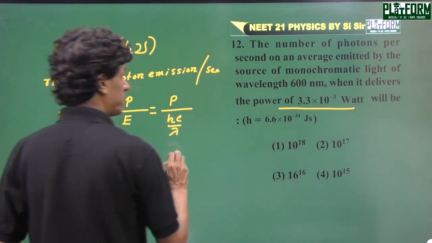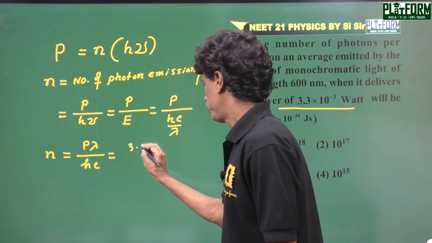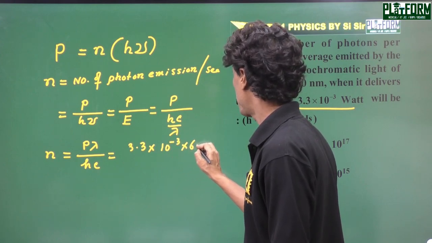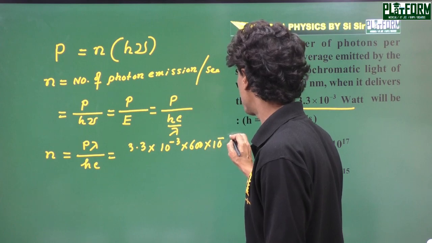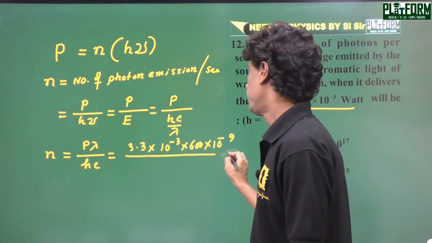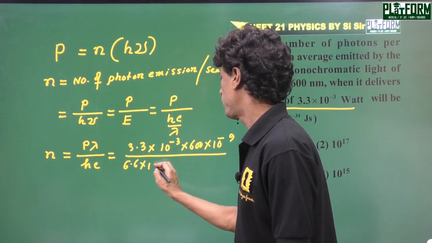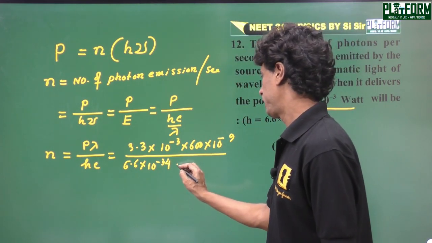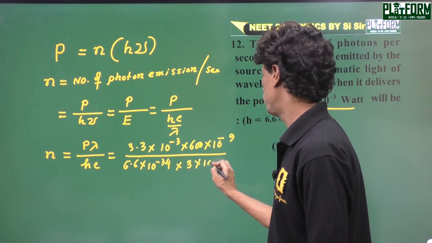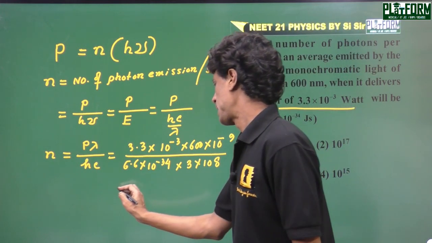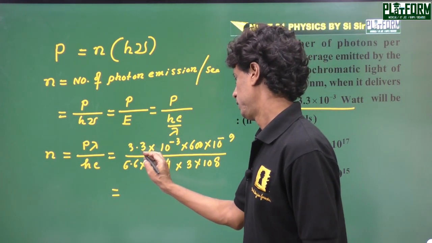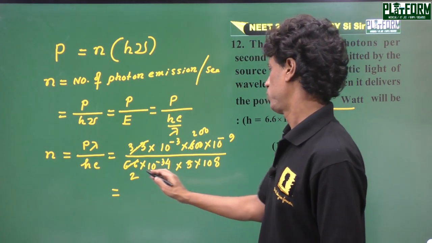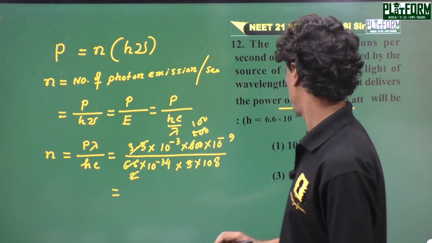If we put the values very sincerely here, P is 3.3 × 10⁻³ and lambda is 600 nanometer, it means 10⁻⁹ meter. Then h is 6.6 × 10⁻³⁴ and c is 3 × 10⁸ meter per second. It is 2, and this is 200, so 2 that is 100. So we just get the power.